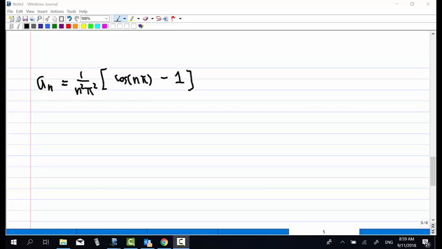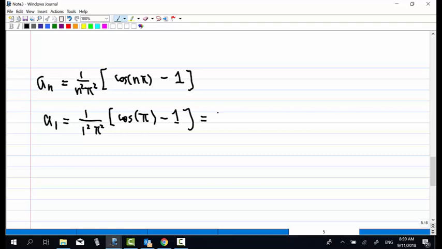Okay, let's find the value of an now. For n equal to 1, a1 is equal to 1 over 1 square pi square times cosine pi minus 1. Alright, so 1 square is 1, pi square is pi square. Now, what is cosine pi? Cosine pi is equal to minus 1. So this is actually minus 2 over pi square.